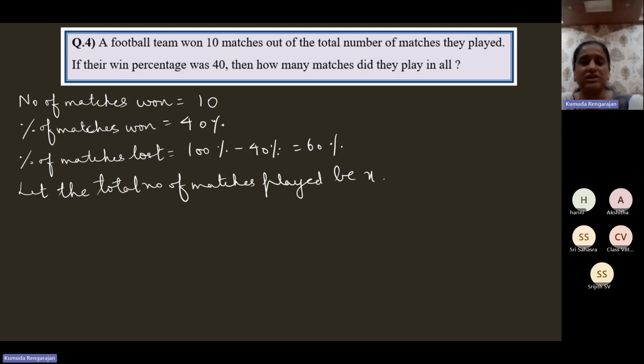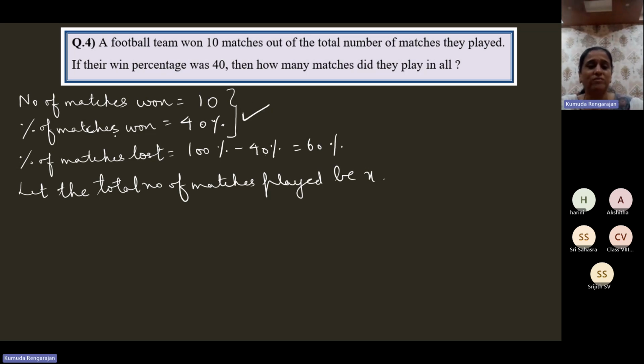So we've just written out whatever is given. Number of matches won, 10 matches. Percentage of matches won, 40%. Then the percentage of matches lost, 100 minus 40, 60%. Now we do not know how many matches they have played in all, so let that be X. That's what you should find. You can find that using the information where you have both the percentage and the number.